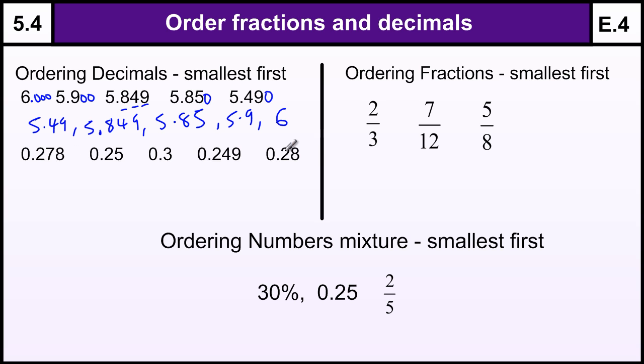Looking at these, we've got 3 decimal places in some of them, so if we even them up, so we've got 3 decimal places in all of them, we should be able to tell that this 0.249 is the smallest, followed by 0.25, followed by the 0.278, followed by the 0.28, followed by the 0.3.